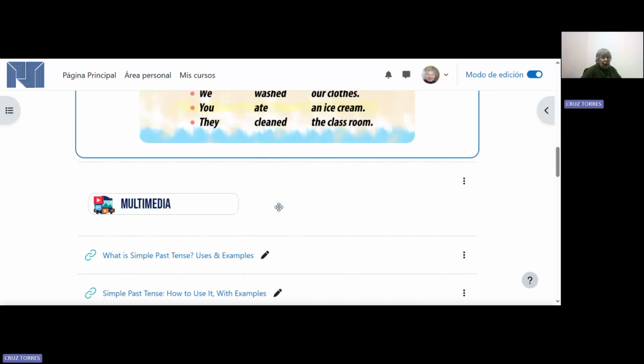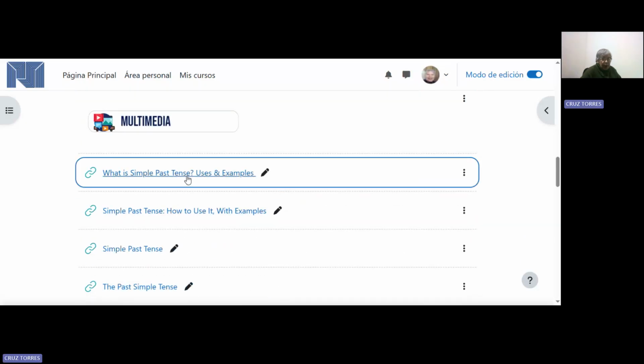Okay, what is simple past? Here in this reading, you can find what the simple past is. It's something that happened in the past, not in the present. It has come from the past. And you have to know that.